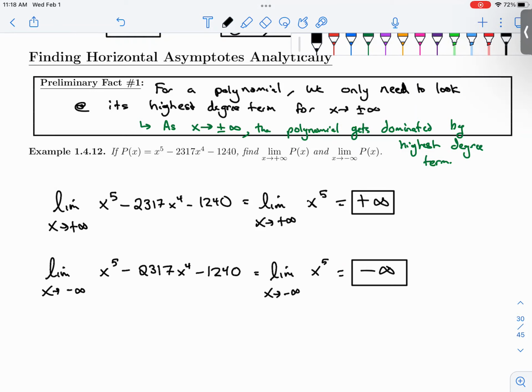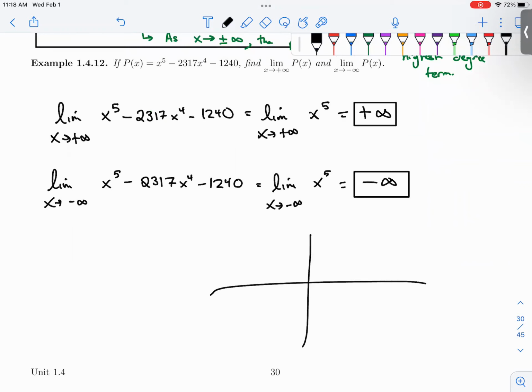And that kind of makes sense if you think about a polynomial, x to the fifth. Remember, x to the fifth polynomials kind of look like this. So as you approach negative infinity, it goes down. As you approach positive infinity, it goes up, right? Now, why is that true? It's because we're talking about end behavior.